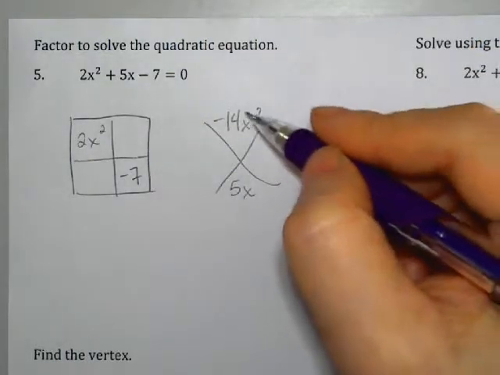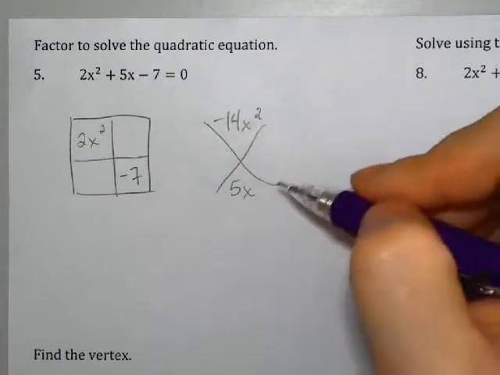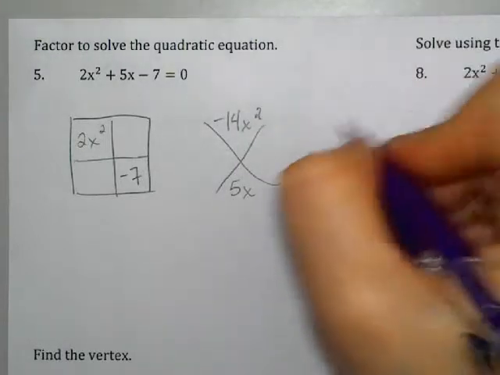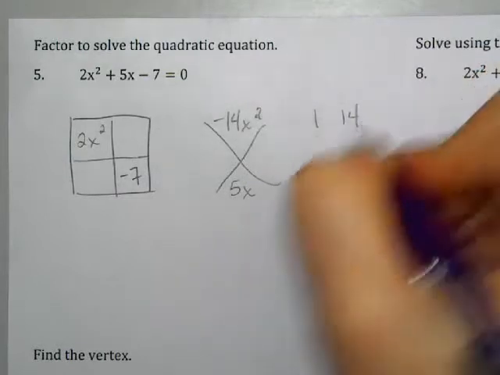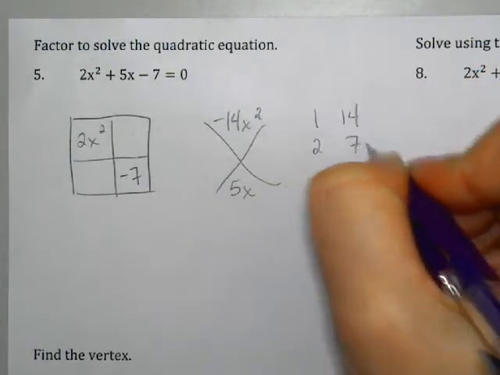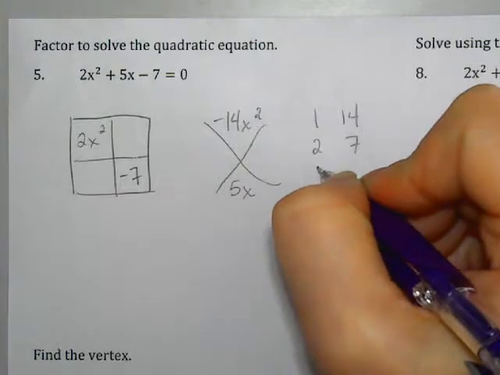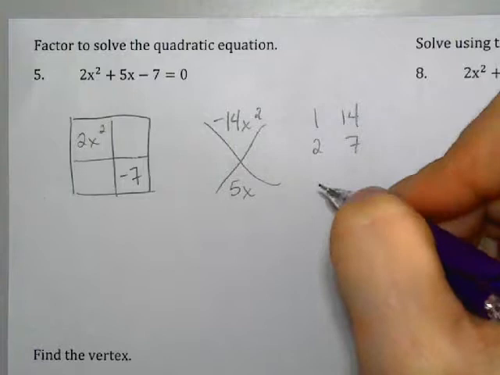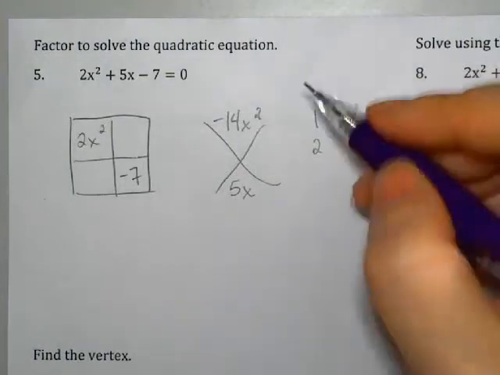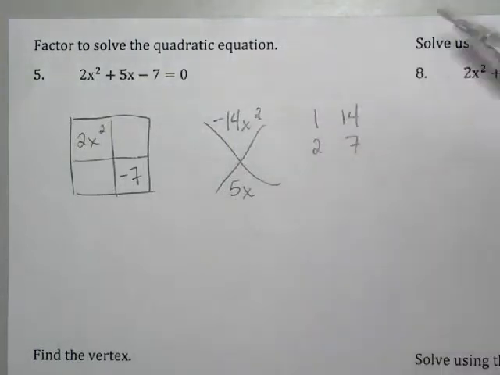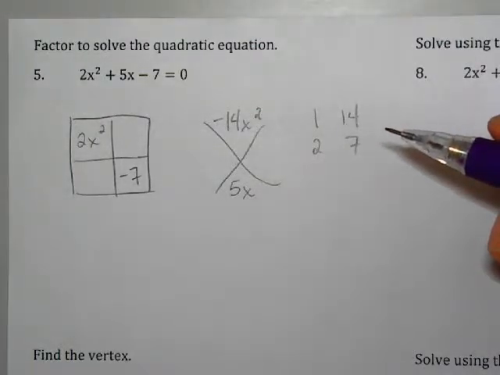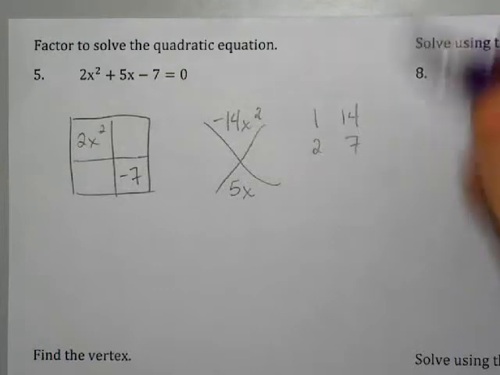So once again, we're looking for two numbers that multiply together to give us negative 14 and add together to give us 5. So we factor 14. We've got 1 and 14 and 2 and 7. Not divisible by 3, 4, 5, 6, and then we're back to 7. So if our top number is negative, what do we know about our side numbers? 7 and 7 and 14.